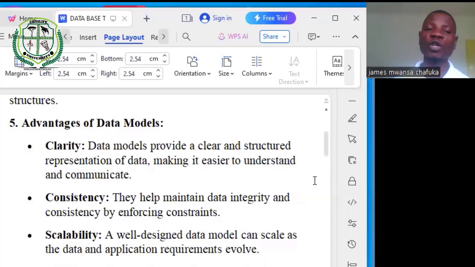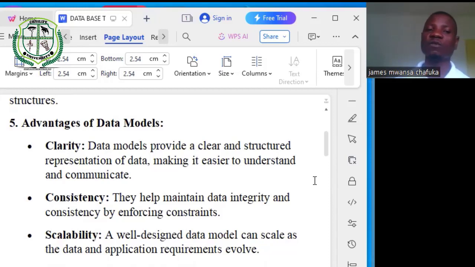scalability. Now, when you talk of the issue of scalability, here we are saying that a well-designed data model can scale as the data and application requirements evolve. So it can scale. So we're looking at scalability. It is able to evolve. It is able to change and adapt to the growing data. That's what it means on scalability as one of the advantages of data model.